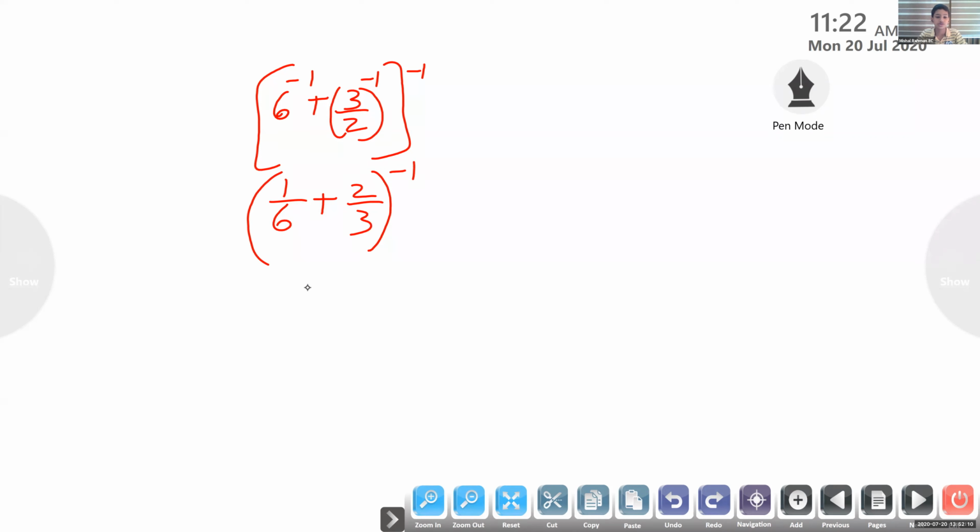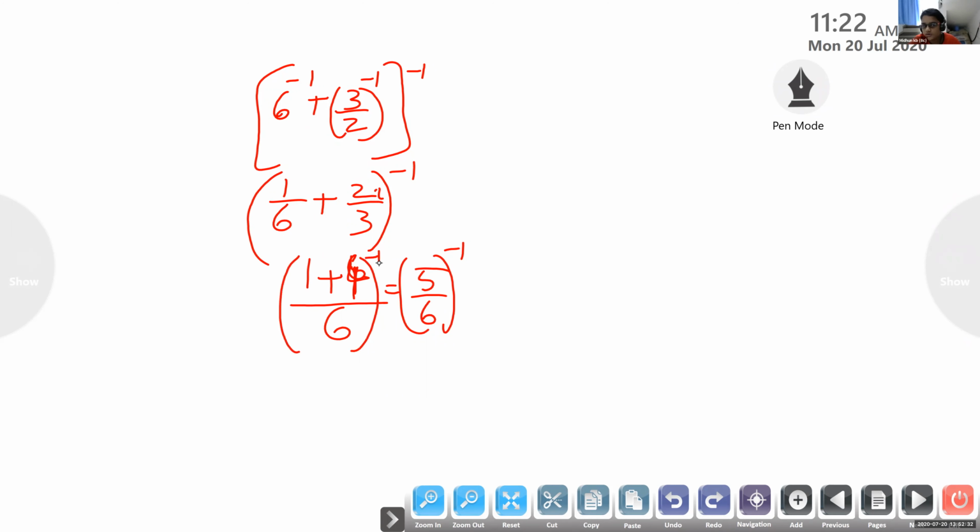Now here LCM is 6. So 1 by 6 plus 4 by 6. 1 plus 4 by 6, 5 by 6 raised to negative 1. 5 by 6 raised to negative 1.